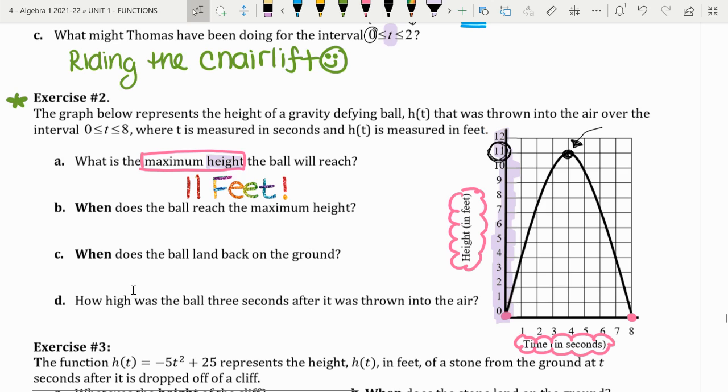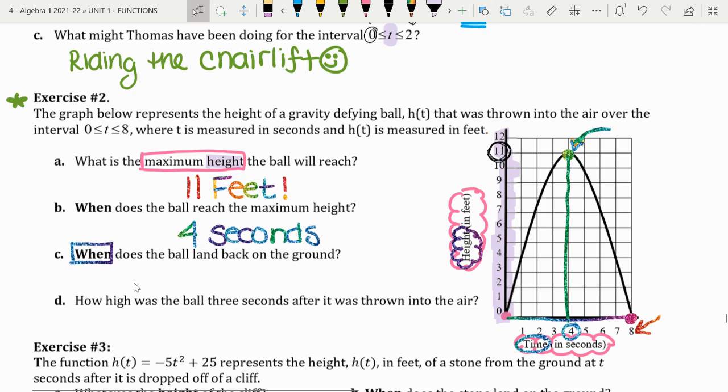When does the ball reach its maximum height? So again, my eye is drawn to this vertex, but now instead of looking at the actual height, I'm looking for the when, which is the time. So I've got to drop down and I see that's at 4 seconds. I didn't just pull seconds up out of thin air. I pulled it from the label. Okay, so again, we're looking at the when, meaning I'm looking at that x-axis and I want to know when it comes back down. And that is at 8 seconds.